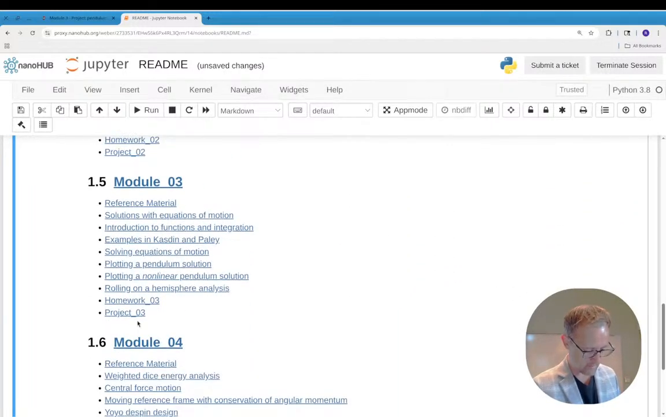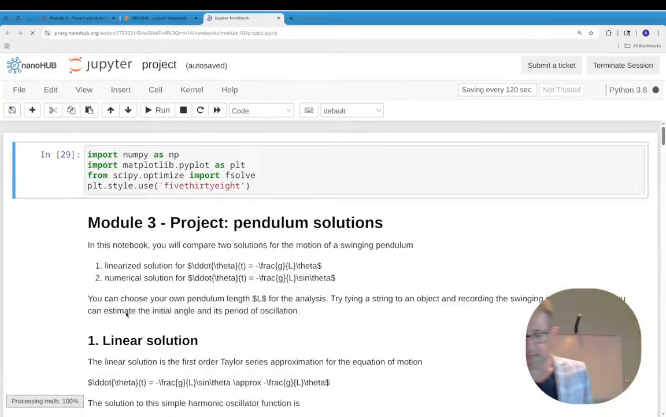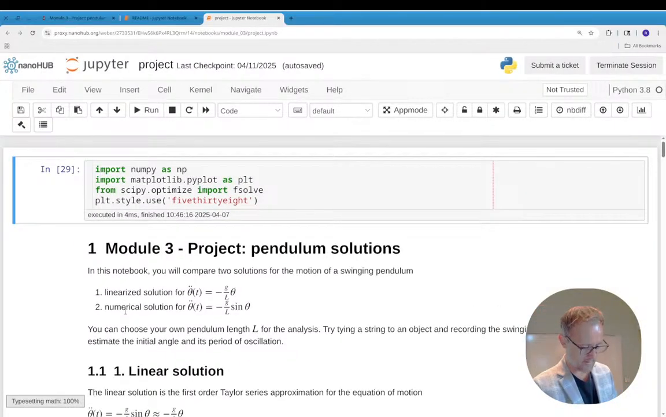So coming down, project 3. Is this guy keeping up? Yeah, we'll get there.